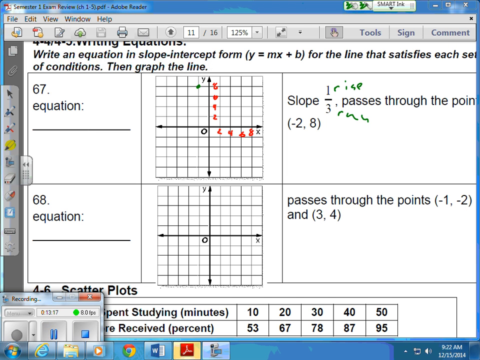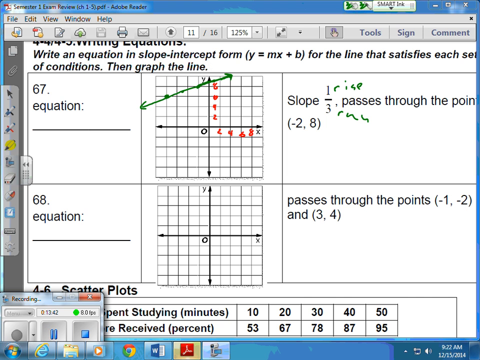Go down 1 means a half a block. Over 3 means a block and a half. Now do it again. Down 1, over 3. And then up 1 is a half a block. Over 3 is a block and a half. Up 1, over 3. So there's my line. Now, where does it cross the y-axis?